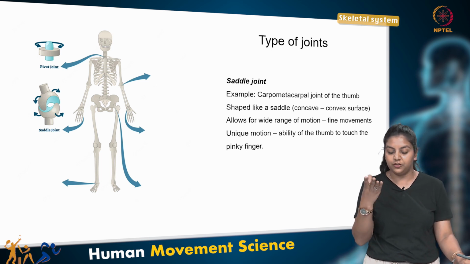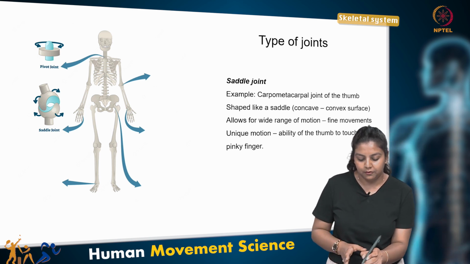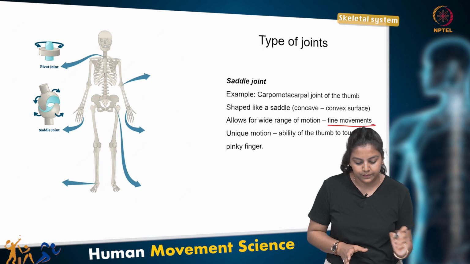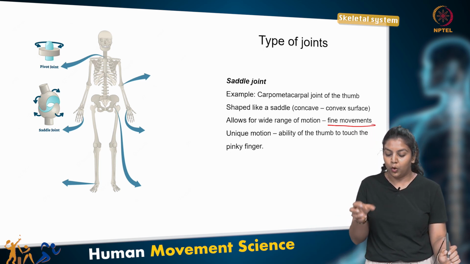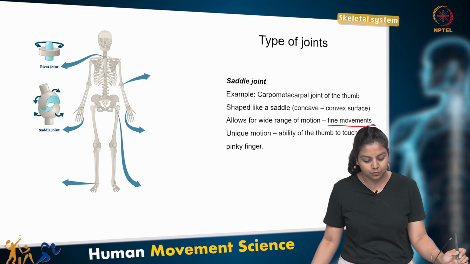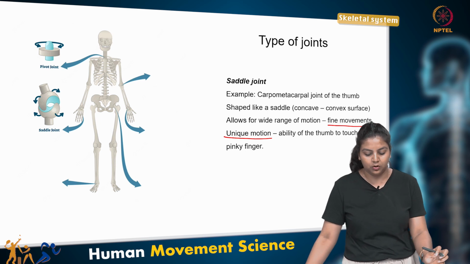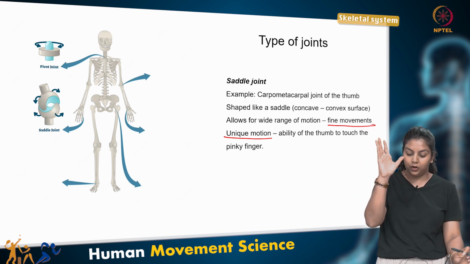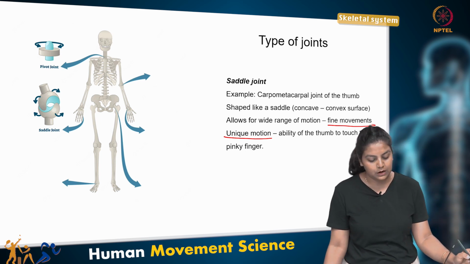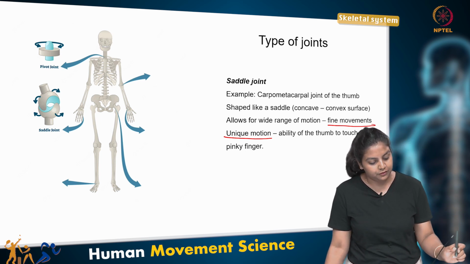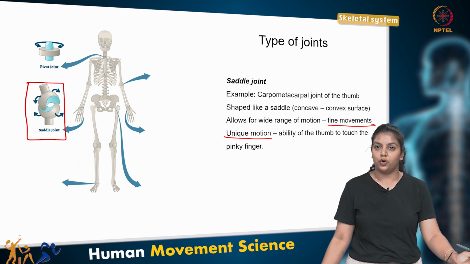So we have a wide range of motion at the thumb, and its function is to perform fine movements. The fine movements that we do with the thumb, like writing, holding, grasping, all of those movements. It also provides for a unique motion, which is the ability for you to touch your thumb and your pinky finger, or all your fingers, right? So it allows for unique motion because of its shape. So that's the saddle joint.